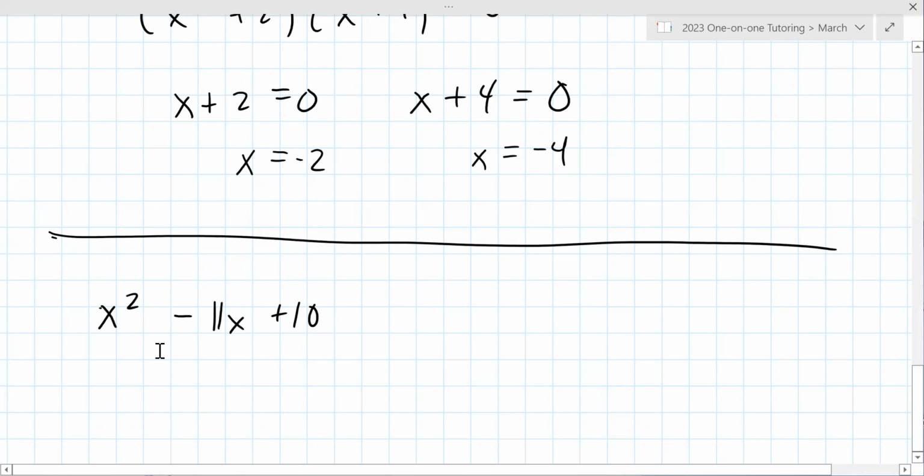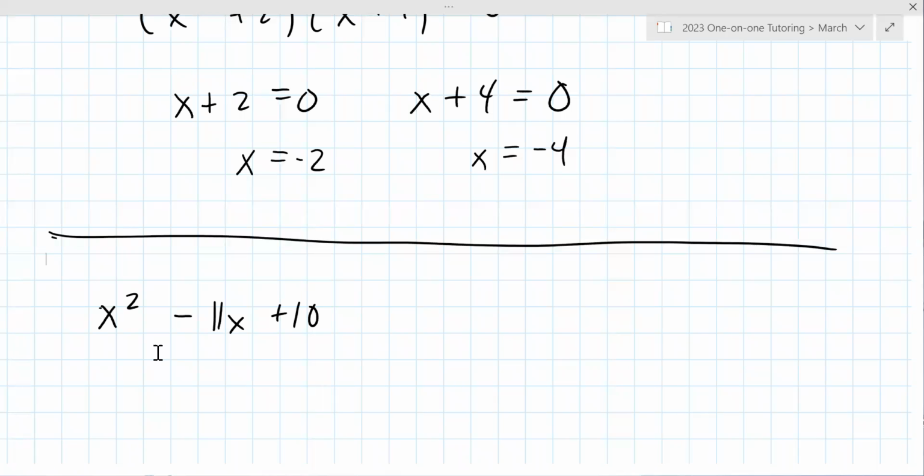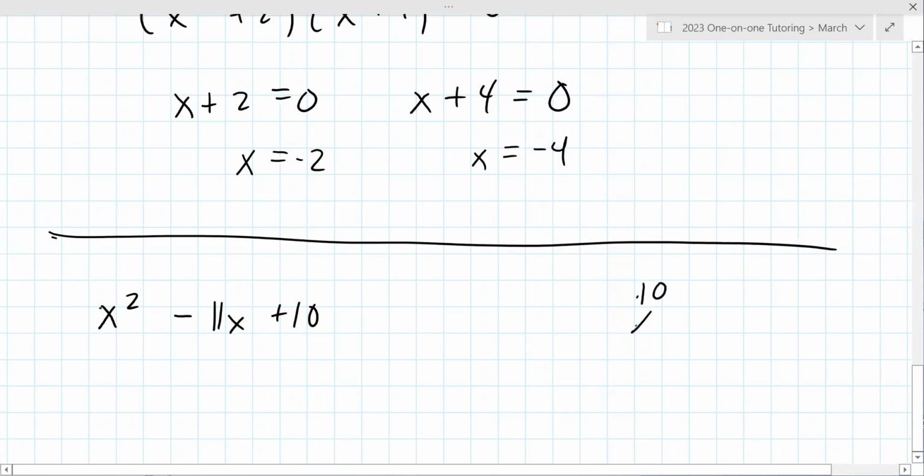Oh, not really sure on this one. Okay, so this time, two numbers that multiply to 10. You might think of 1 and 10 and 2 and 5. Do either of these add up to -11?